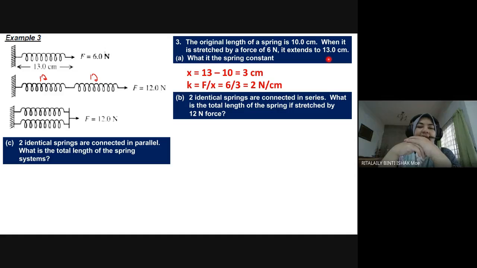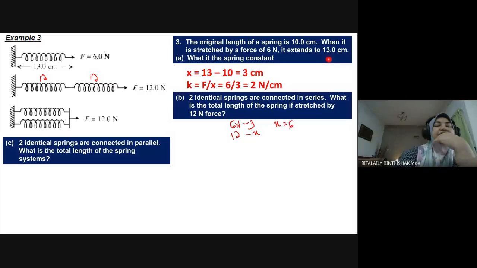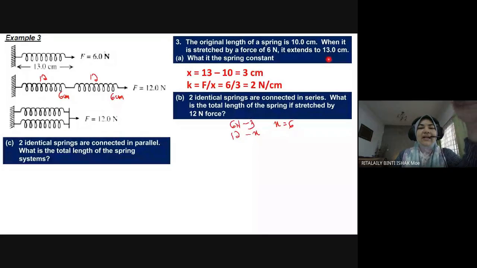Sebab kat sini kita dah dapat kan 6 Newton, extension is 3. So if 12 Newton, extension would be 6. Okay. So each spring will extend 6 cm. Okay, so this is calculation yang tak ikut langkah-langkah step by step. Sekejap.